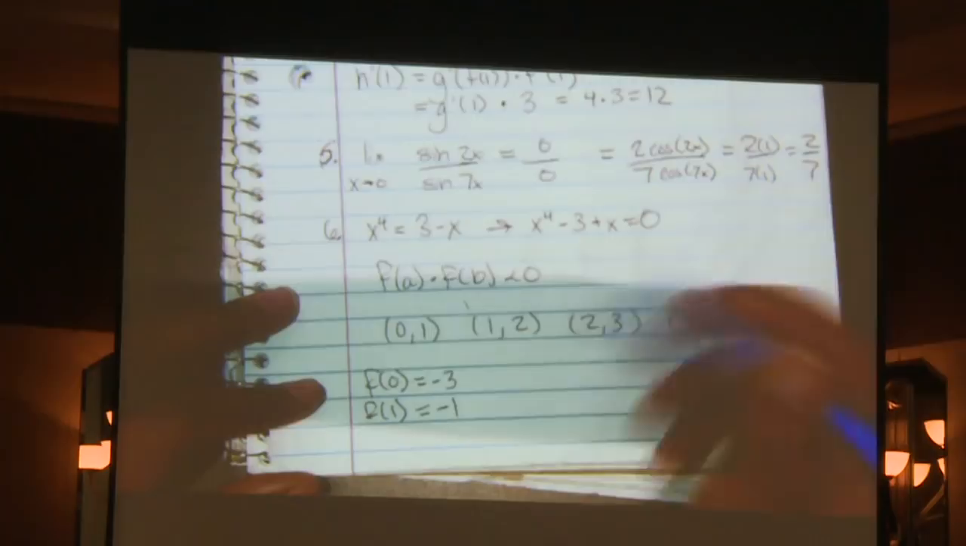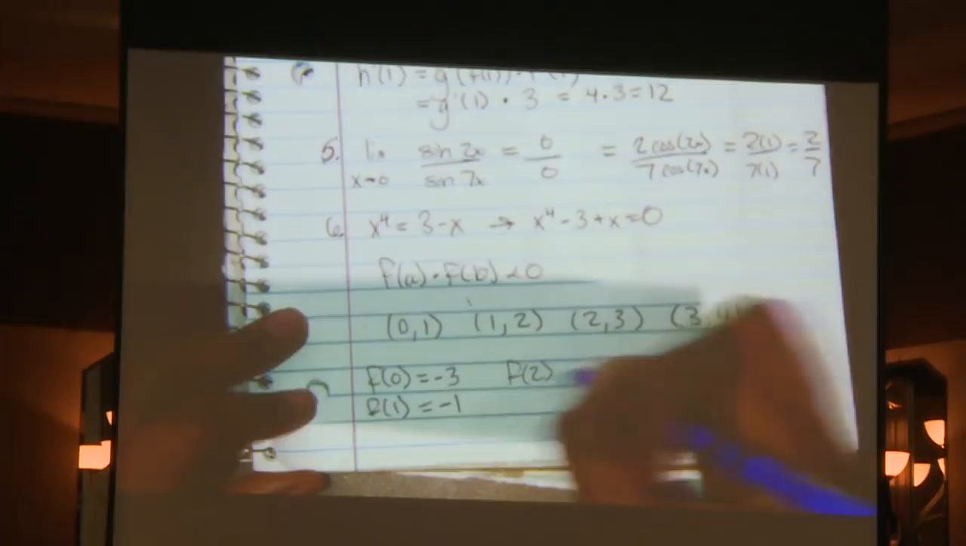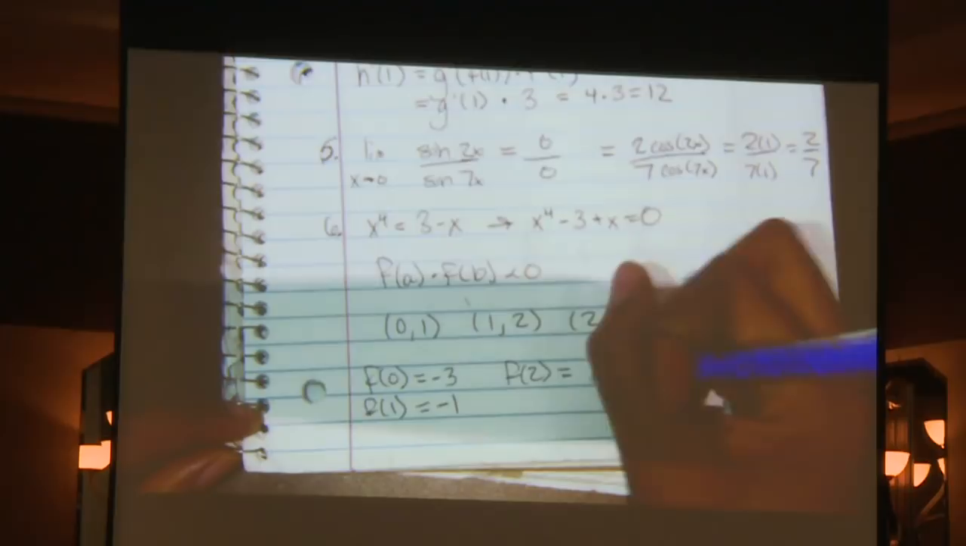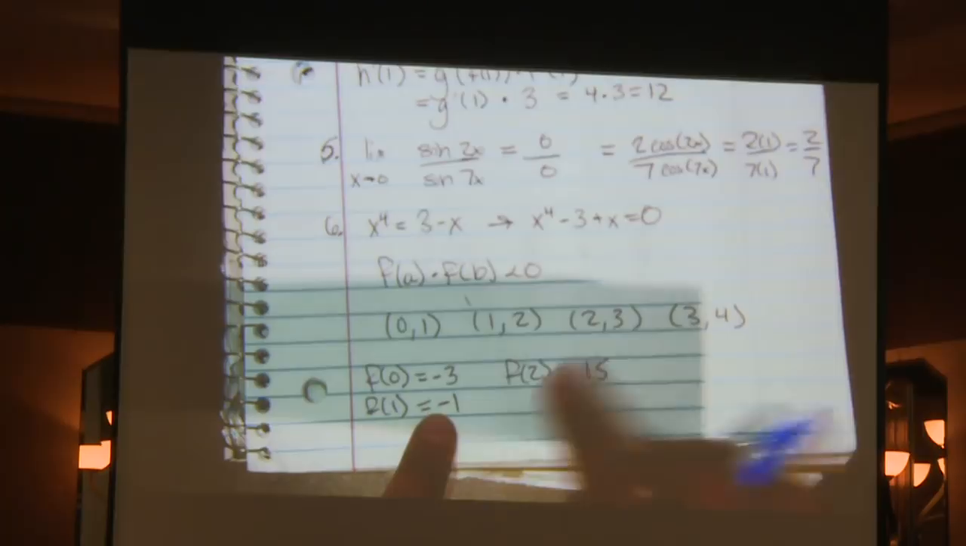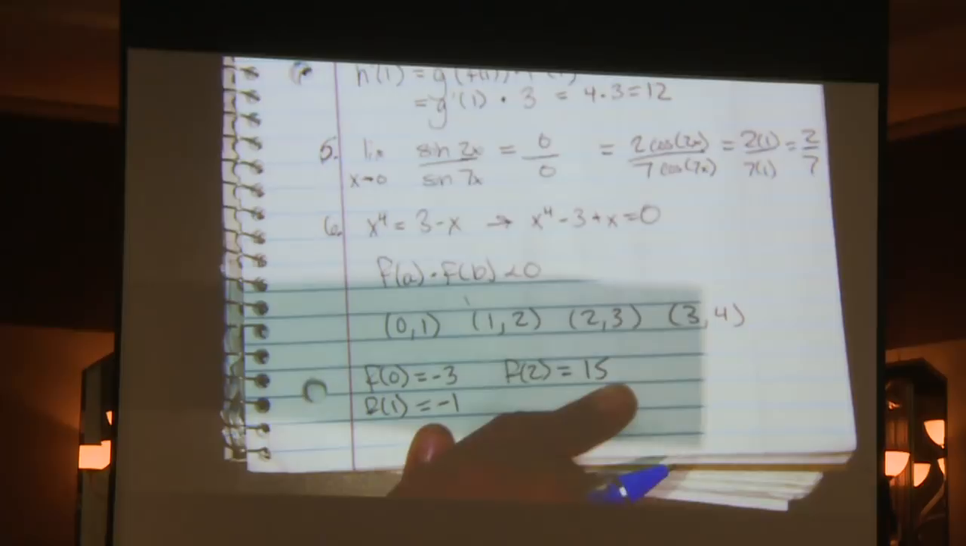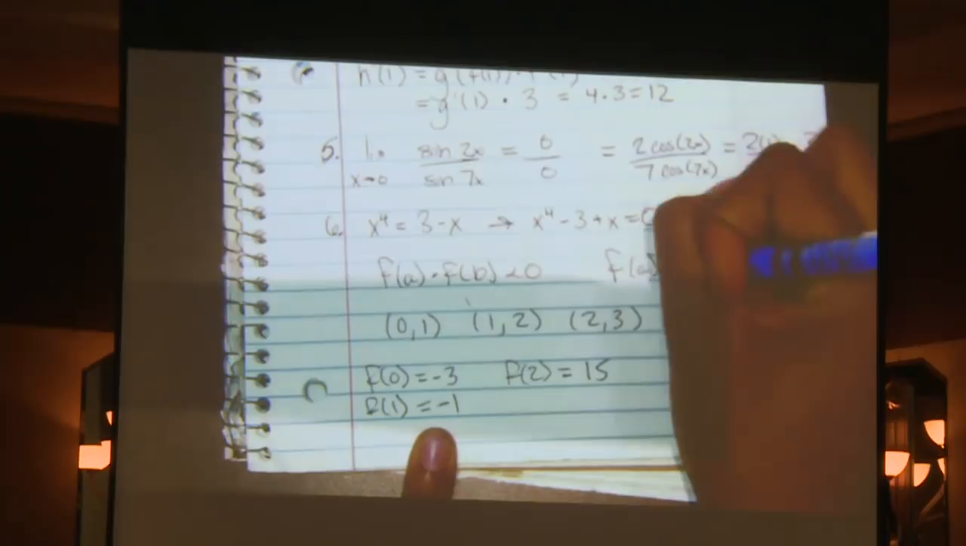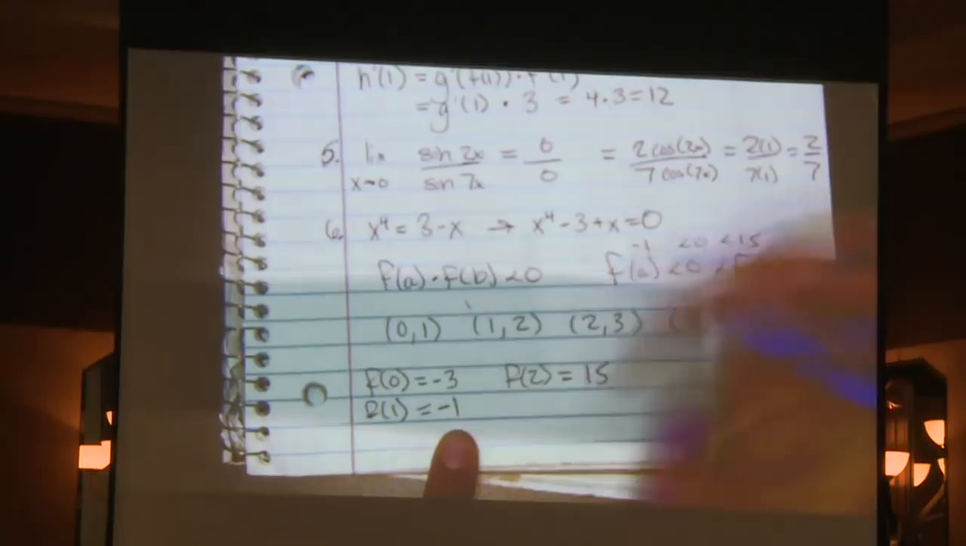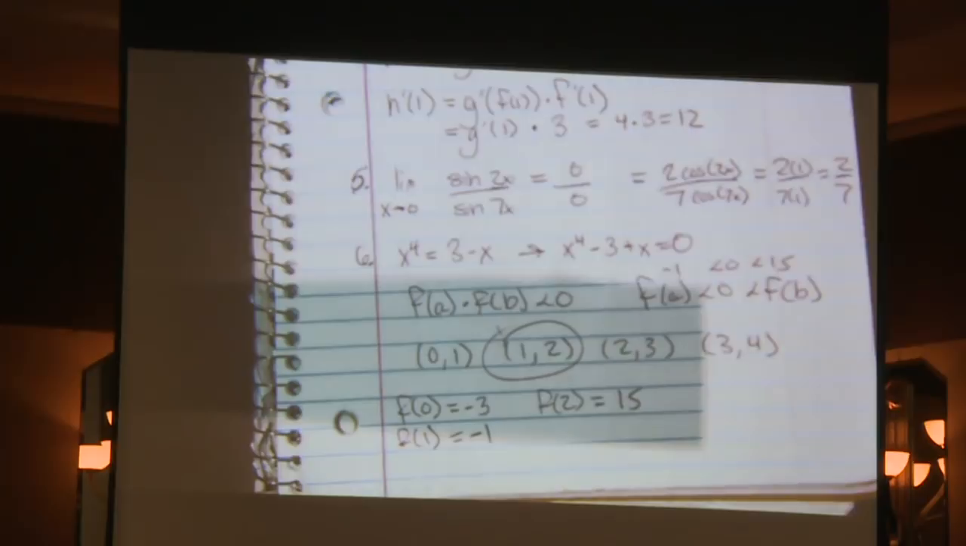I already have my f of 1 for this interval, so I'm just going to go ahead and evaluate f of 2. F of 2 gives me 16 minus 3, that gives me 13, plus 2, that gives me 15. So f of 1, negative 1, times f of 2, 15, gives me negative 15, which is less than 0. You can also look at it like this: f of a is less than 0, which is less than f of b. Because f of a is negative 1, negative 1 is less than 0, less than 15, therefore my interval where I have at least one root is 1 to 2, using the intermediate value theorem.